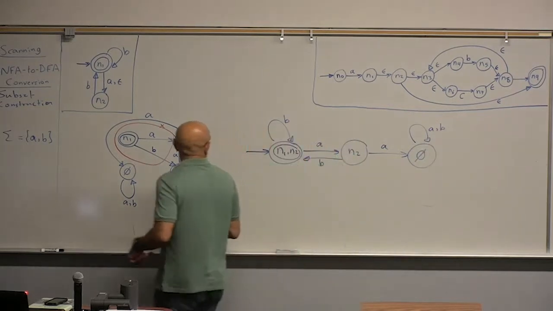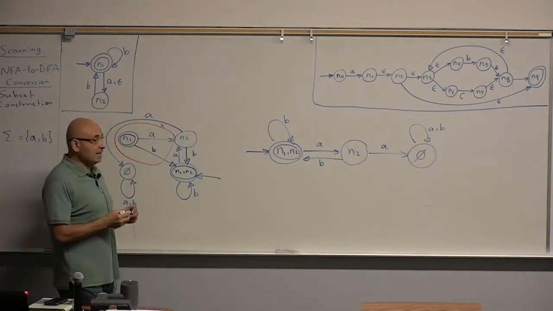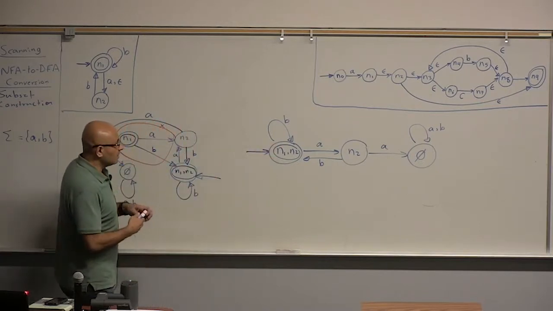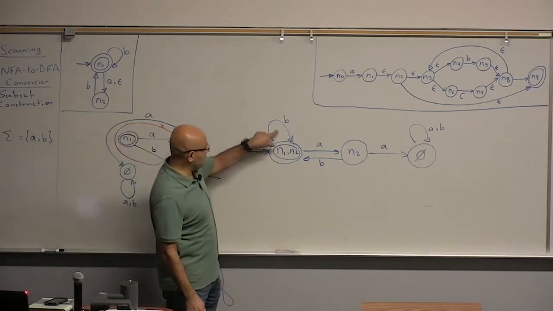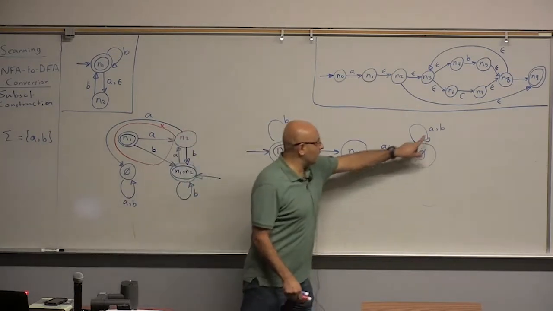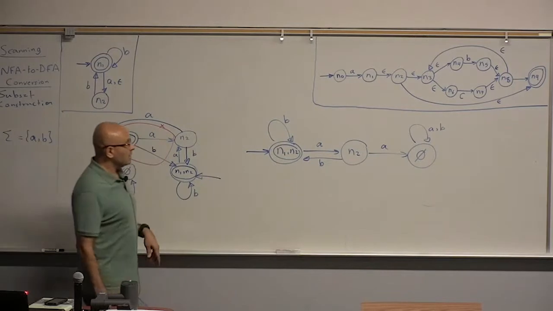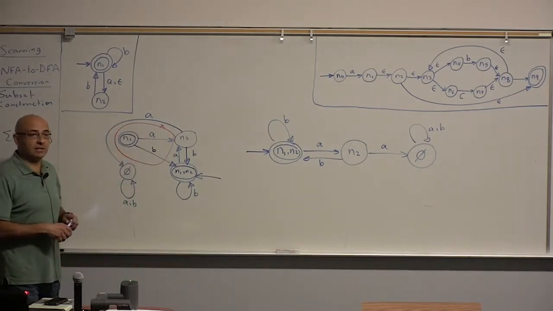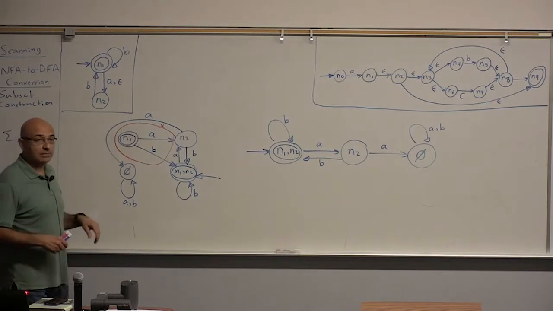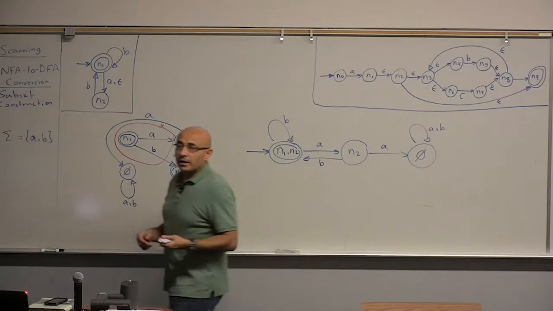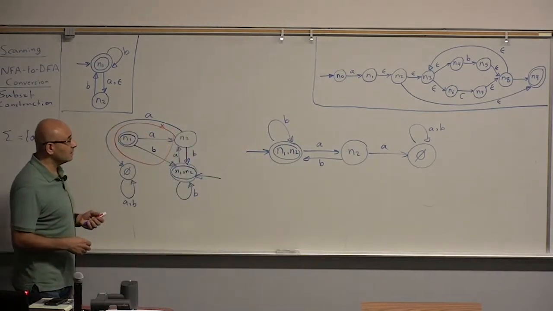Okay. So I want to make sure that this is a DFA. So for each state, there is a single transition for each symbol. So here is a B and an A. For N2, there is an A and a B. And for phi, there is A and B. So this is the automaton after we cleaned up the states that are unreachable. Okay, so any questions on this?